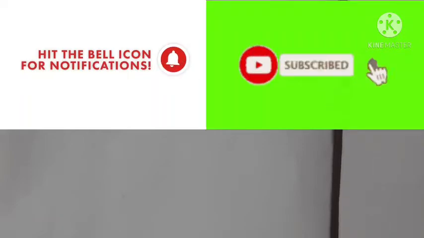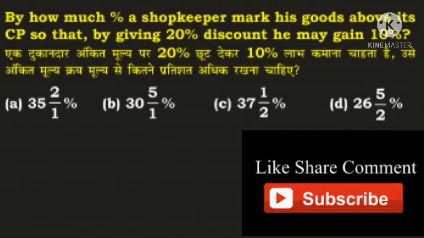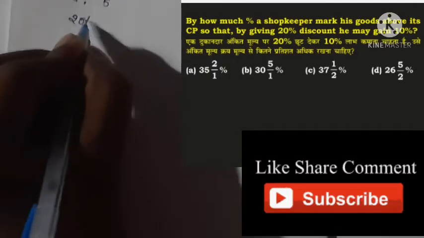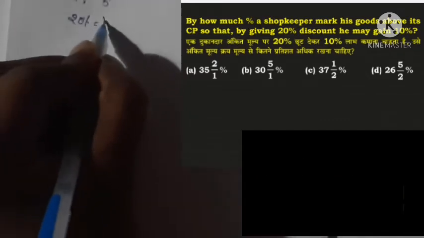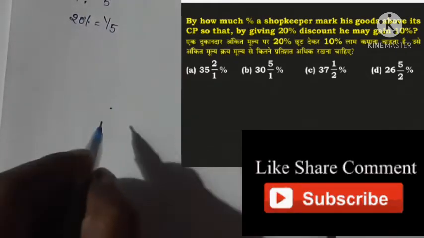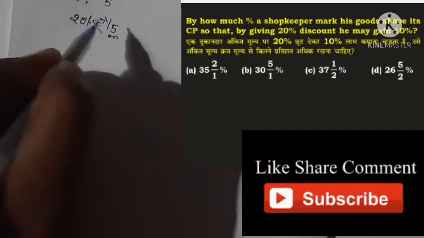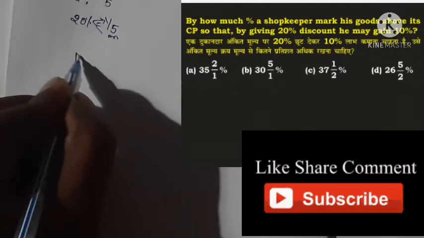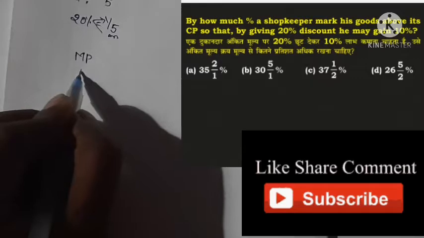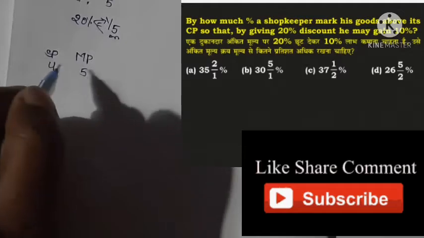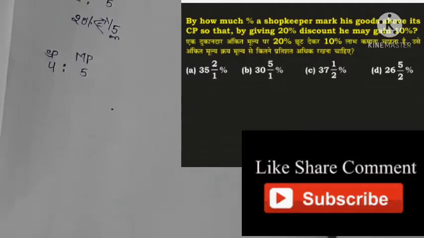By what percentage does a shopkeeper mark his goods above CP so that by giving a 20% discount he may gain 10%? Discount is equal to 20%, so 20% is equal to 1 by 5. See, the mark price is 5, the discount is 1, so the selling price is equal to 4. So mark price and selling price are in the ratio 5:4.